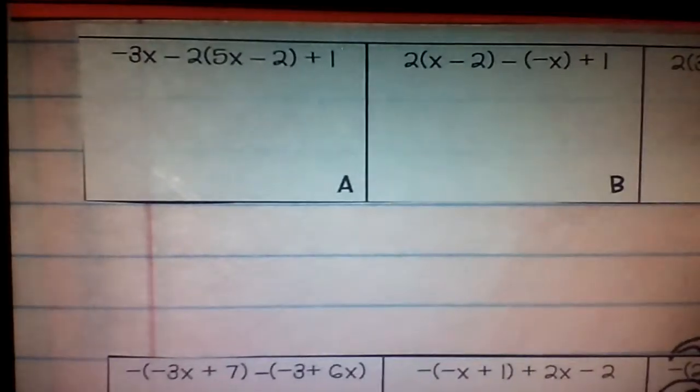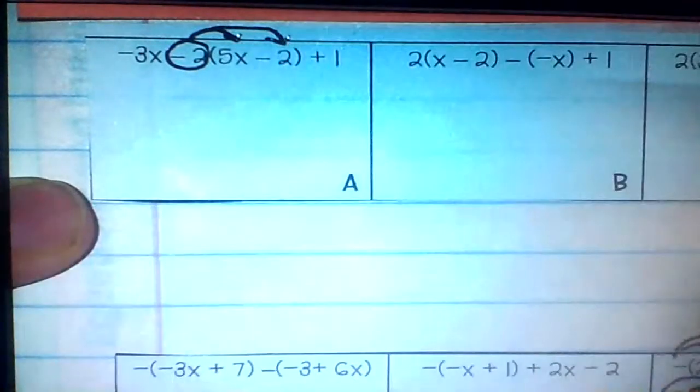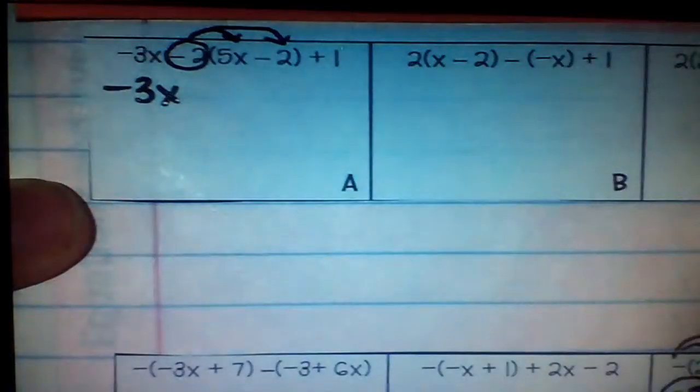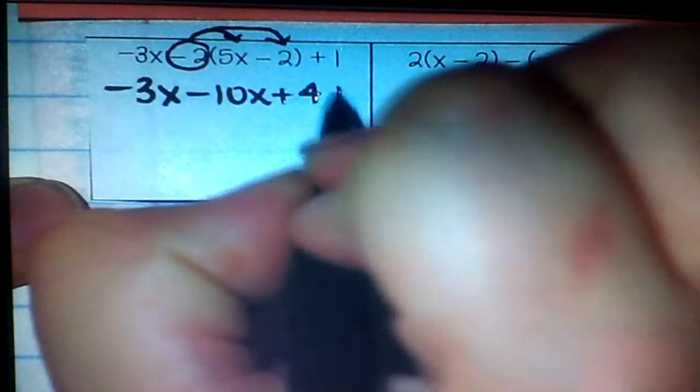So I'm going to move to letter A. Letter A, the first thing we need to do is to what? What am I distributing? I heard somebody say distribute. -2. So this -2 gets distributed through. Everything else just falls down. So -3x comes down. This becomes -10x plus 4 plus 1.